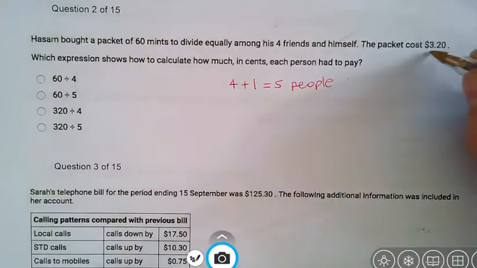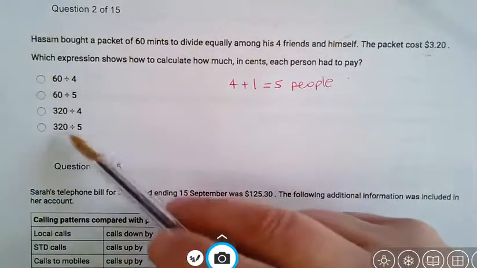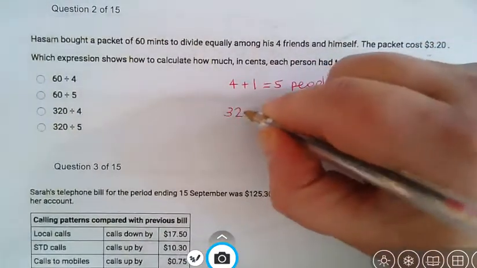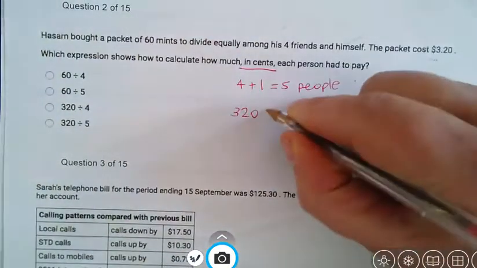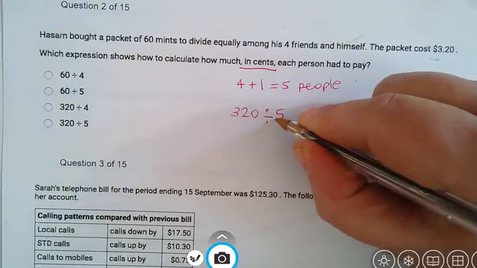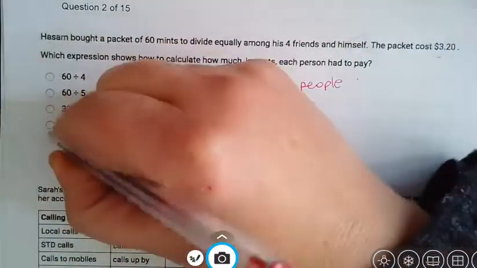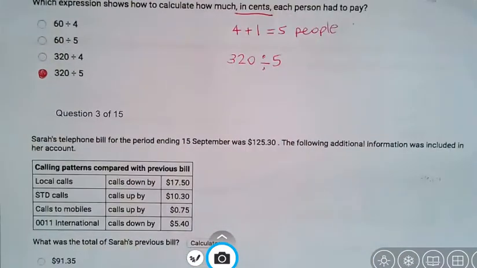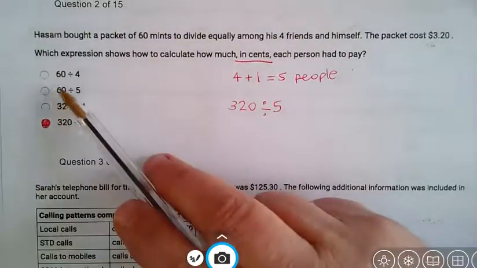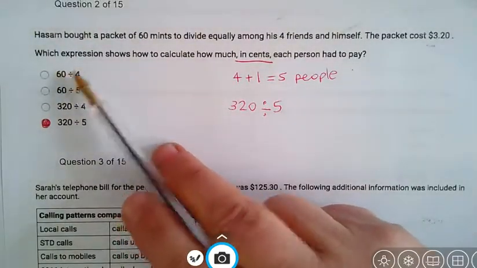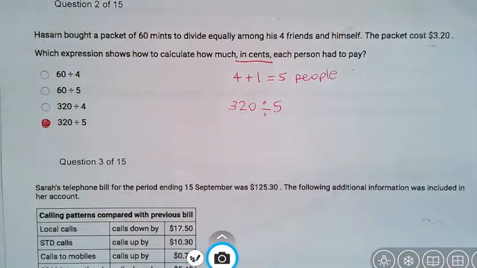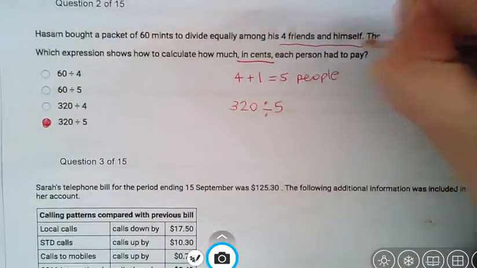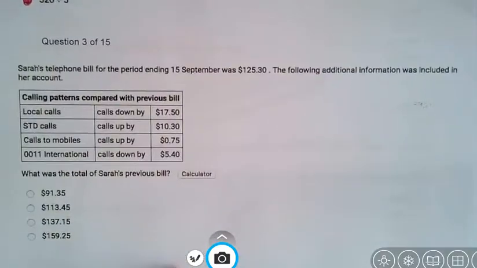So which one do I do? That's right. So it's $3.20, but you have to calculate how much in cents. So it's 320 cents divided by 5. So it's the last one. Now the next one, be careful. A lot of people are just going to think 60 divided by 5, 60 divided by 4, 320 divided by 4, because you've got to read it very carefully. 4 friends and himself is 5 people. So you really need to read these carefully.